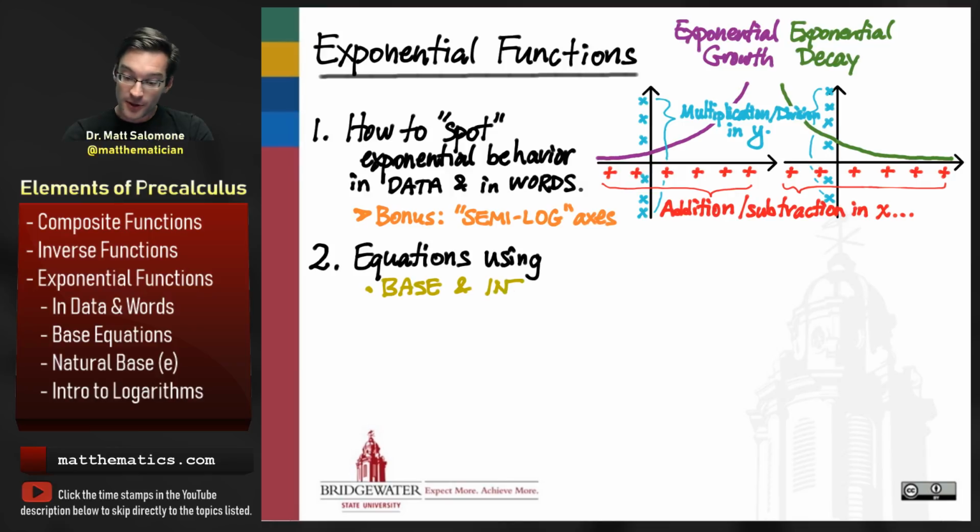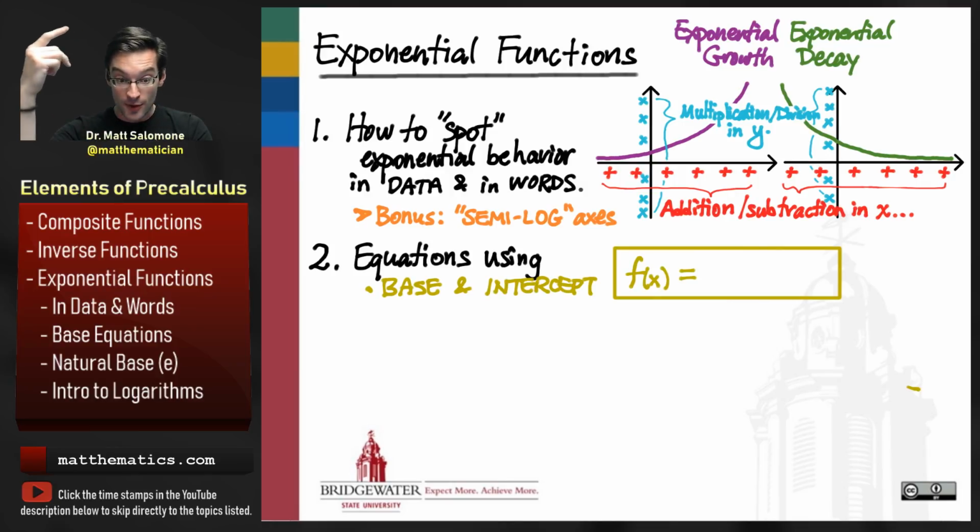And then once we've fully explored the graphical, the verbal, and the numerical, the data table perspectives on exponential functions, we of course also need the algebraic perspective. How do we write down an equation for an exponential function? And what are the important parameters that we can put into that equation and then interpret in a verbal context? So we're going to look at two different ways to write down an exponential equation. The first one directly uses the two salient parameters of an exponential relationship, the base and the intercept. And the base and the intercept of an exponential equation can both be found in this form of the equation.